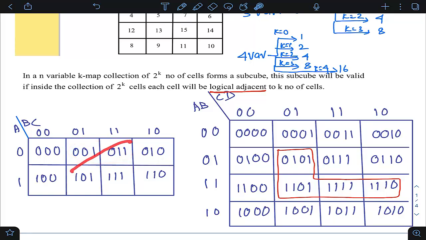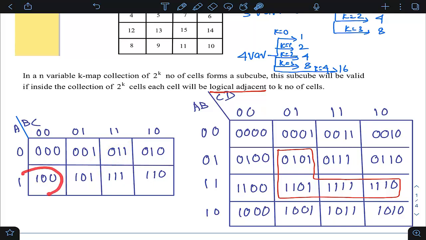So, if I ask you whether these two are logical adjacent cells or not, the answer is no. You may say it is a physical adjacent cell, but they are not logical adjacent cells. Why? Because if I check the bit pattern, one bit changes from 1 to 0 here, and this 0 becomes 1 here. So there are two bits changing. The condition is that there should be only one bit change, strictly one bit, not two. So although you may say these are physical adjacent cells, these are not logical adjacent cells.